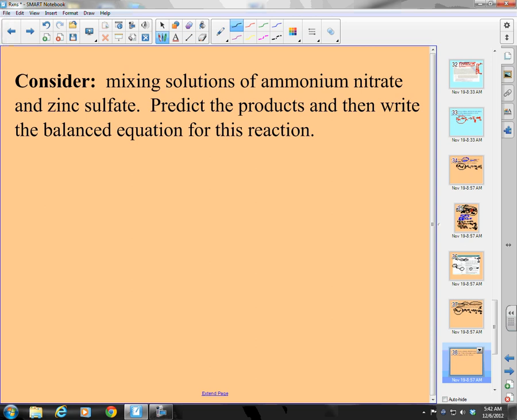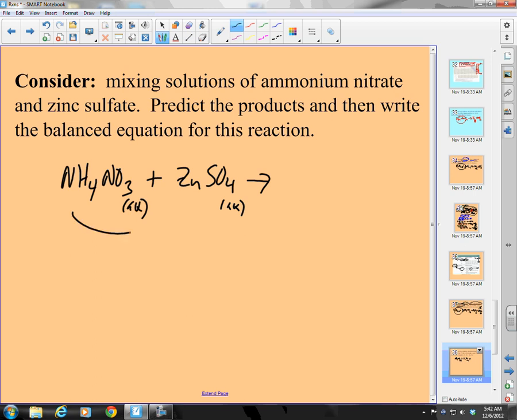You all tried to predict mixing solutions of zinc sulfate and ammonium nitrate. Bring me back when you're ready. Well, here we go. Ammonium nitrate. That's a pretty looking compound, isn't it? Aqueous plus zinc sulfate, aqueous. It's going to form what? And I'm going to form what? Zinc. Now, zinc is a +2. Sulfate is a -2. That's cool.